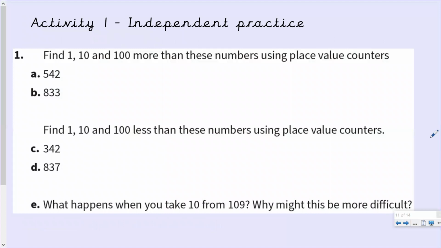This is your first activity that you're going to be doing independently. So make sure you write activity 1 on your piece of paper, and you can then label them A, B, C, D, and E to be ready to upload your work onto Tapestry. When you have finished your first activity, then you can play the video again and we'll carry on with the video.